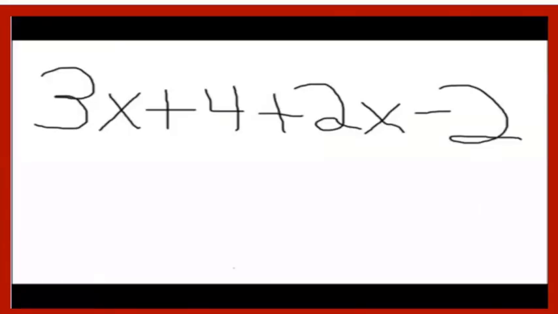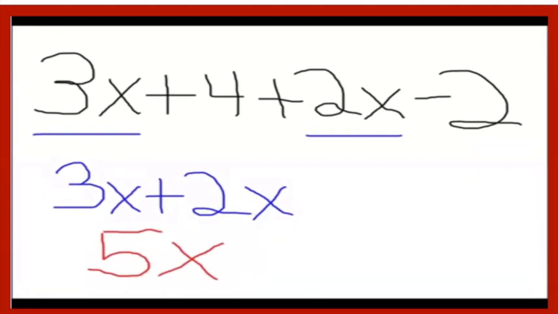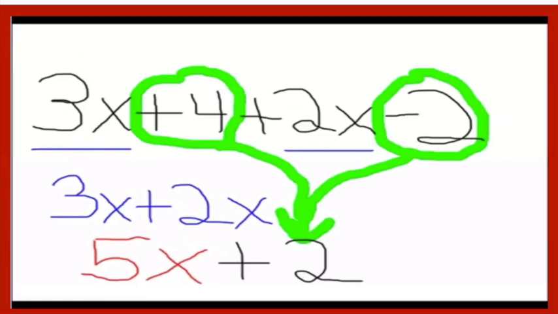3x plus 4 plus 2x minus 2. Put the 3x and the 2x together, it's alive. How many x's do you have? It looks like we have 5. What about the other stuff, the regular number dudes? The negative 2 and positive 4 combined to make a 2. Now you got your answer, you write it down with pride, putting like terms together, that's how we simplify.